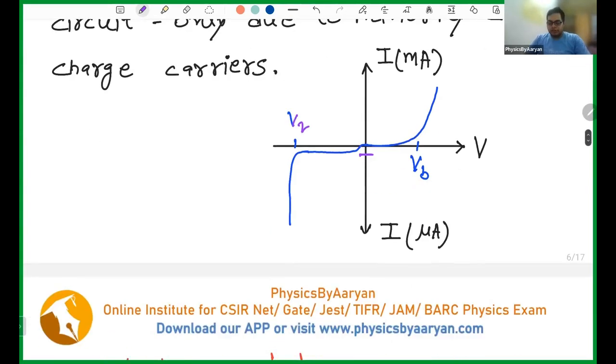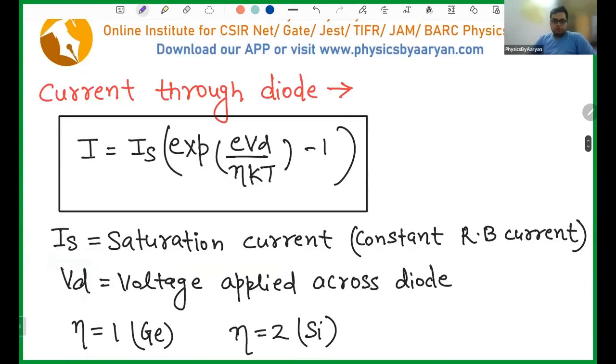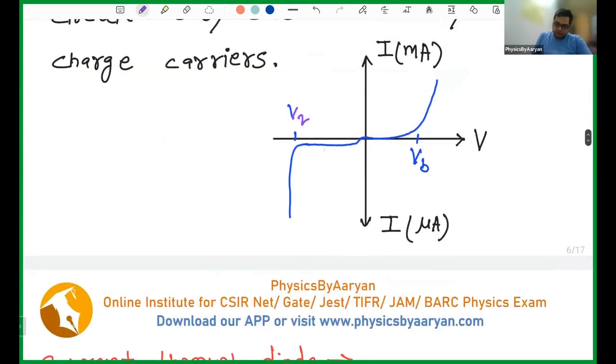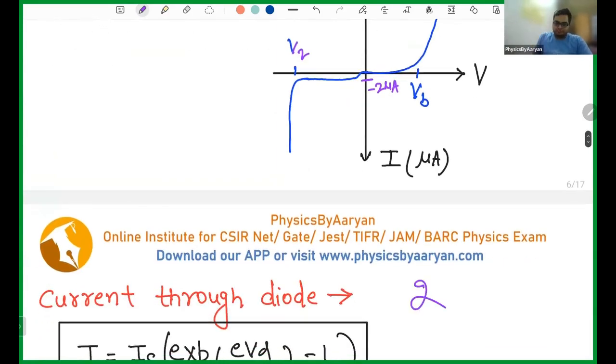Then we need a very important formula, which is current through diode. So the current through diode formula is I equals I saturation, some constant current. So IS is some constant current. This is a saturation current in reverse biasing. You can clearly see this saturation current. So the magnitude of that, let's say this saturation current is minus 2 microampere. So IS will be 2, magnitude of that. Okay. Good.